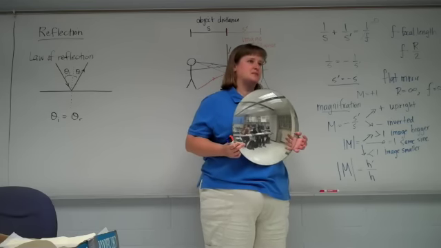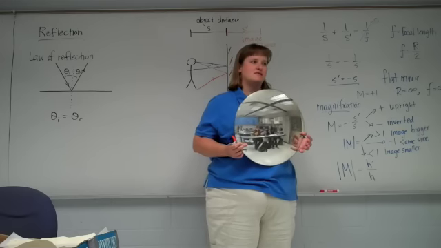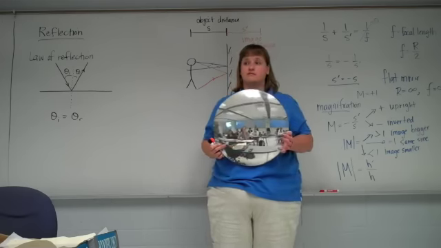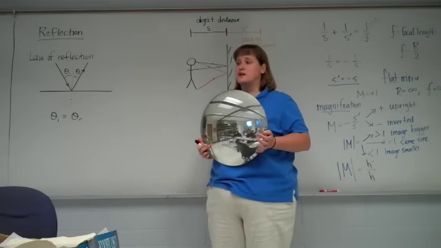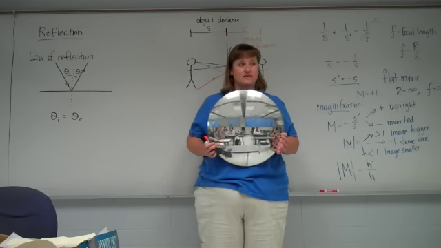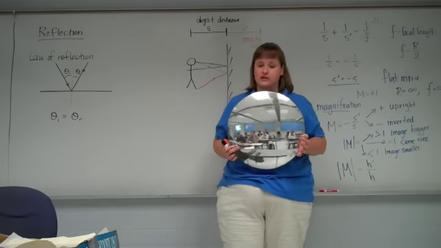Where does it appear to be? That's a little trickier. Further away from you? Yeah. So the image appears to be back behind the mirror. This is going to be a virtual image as well, just like the flat mirror. It's going to produce a virtual image.